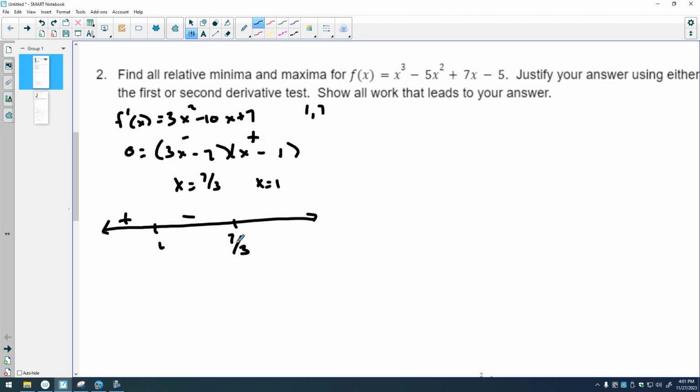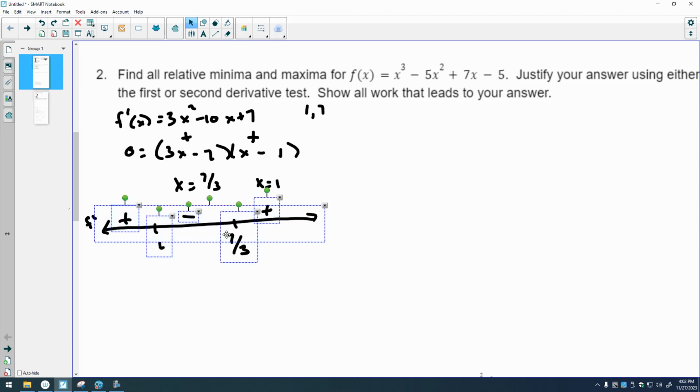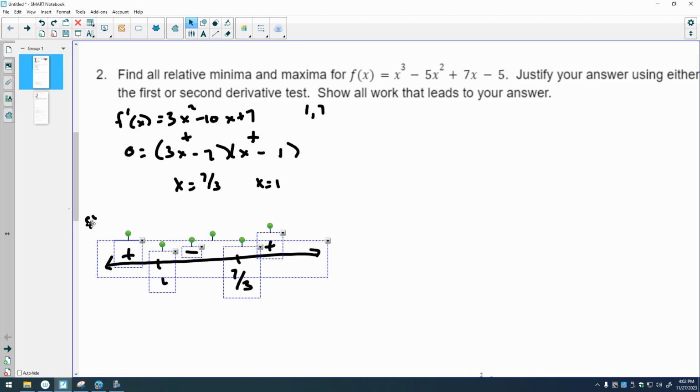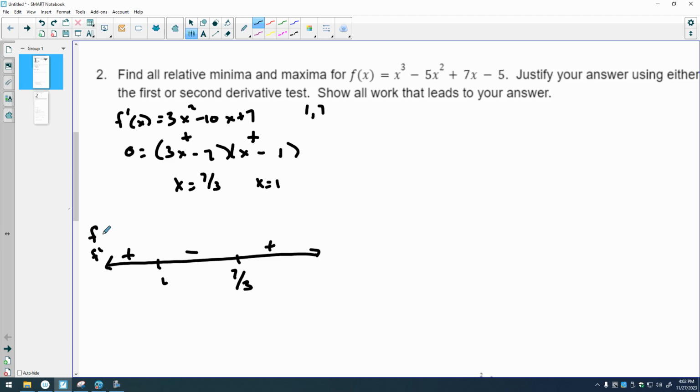Plug in something bigger than 2 and 1/3, like 3. 3 times 3 is 9, minus 7 is positive. 3 minus 1 is positive, and I get a positive. Okay, so this is f prime. Wouldn't it be nice if you could do what I'm about to do on a piece of paper? I need a little more room, so let's just slide that down. Okay, so I'm going to now just kind of do a little more organization.